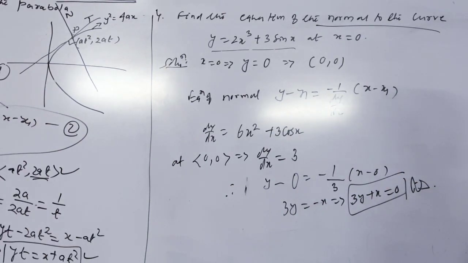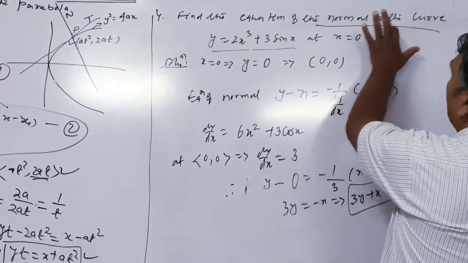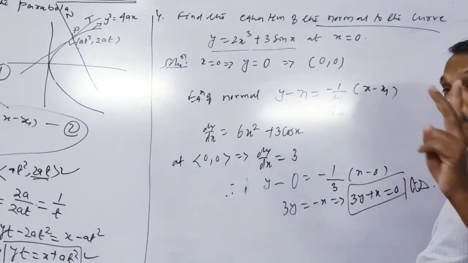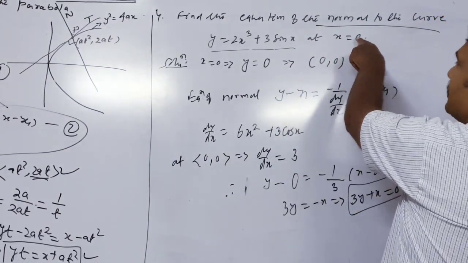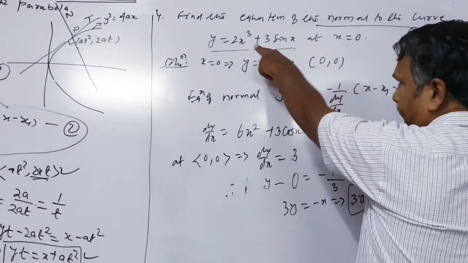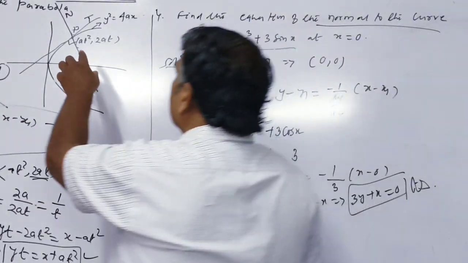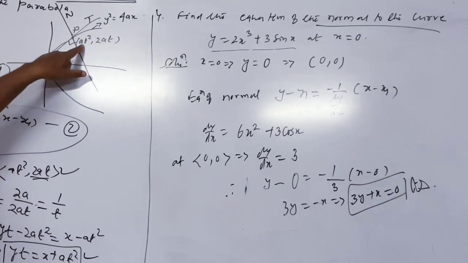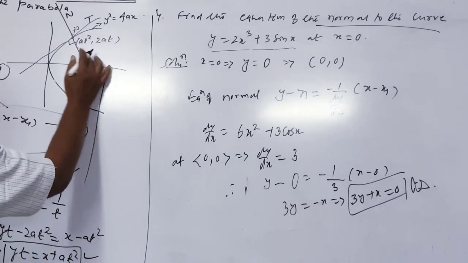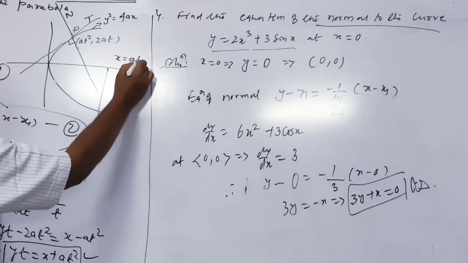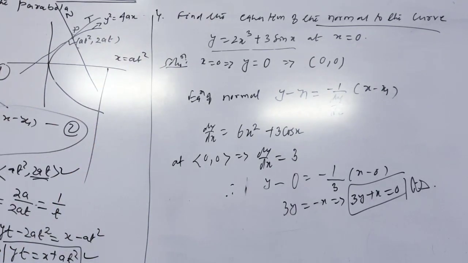Now here, find the equation normal to the curve. Out of 2 points, 1 point is given, x equal to 0 is given. Now substitute x here. Suppose out of the two points, one point is given. Another point, now substitute in the curve. Suppose the question gives x equal to 8 square. Let us say the other point is not given. Find the value of the other point.